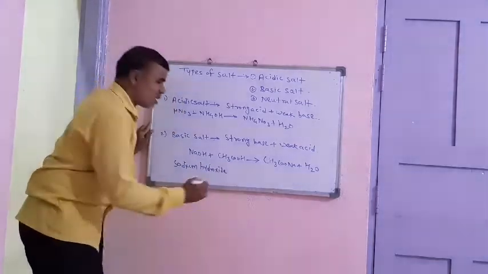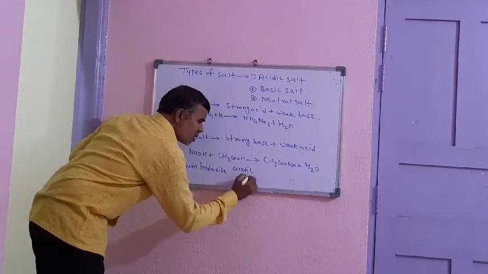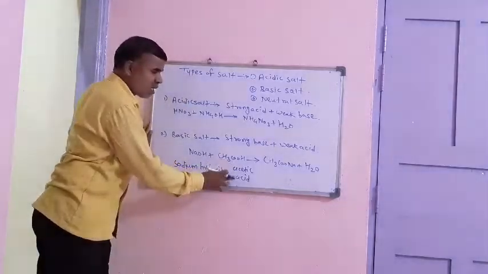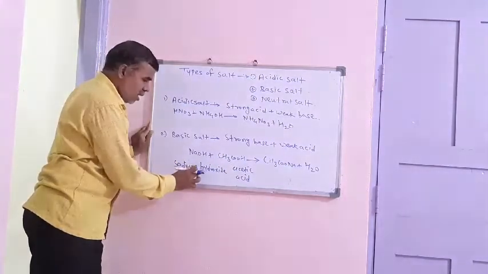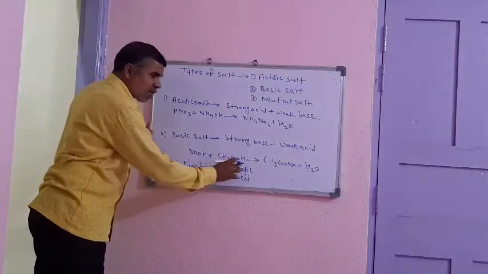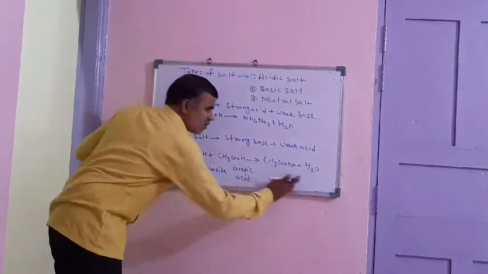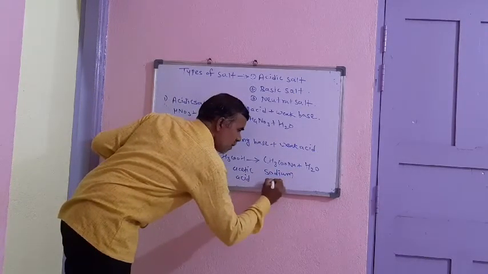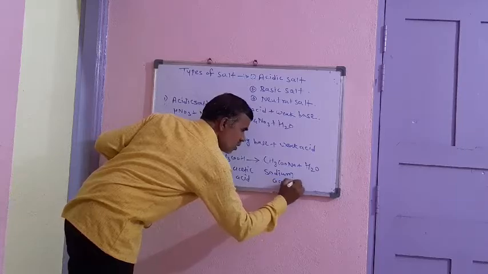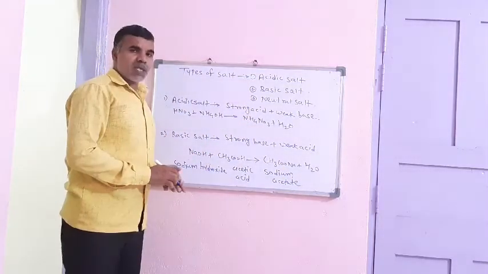Reacted with acetic acid, CH3COOH, which means it is a weak acid. NaOH is a strong base. Sodium hydroxide reacted with acetic acid, we get sodium acetate, which is a basic salt. We get the basic salt.